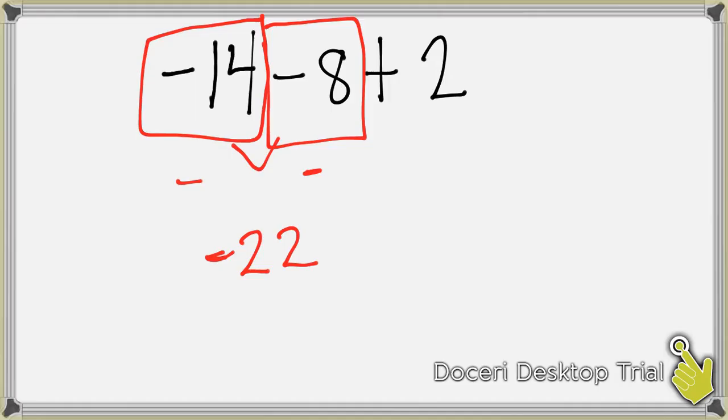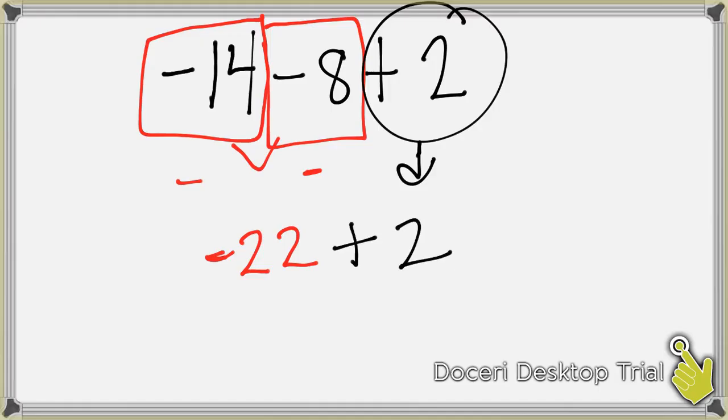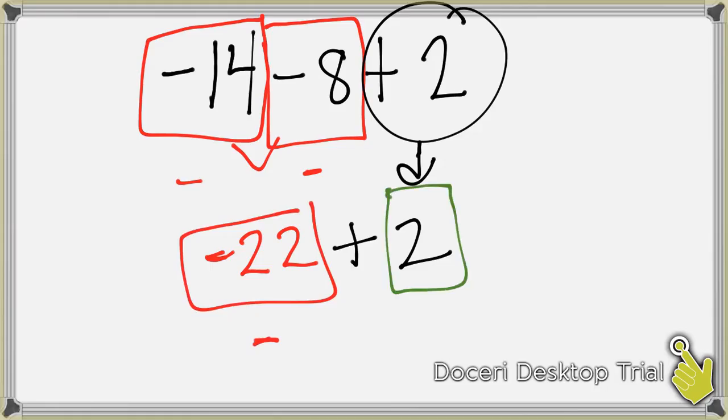Now don't forget that there's another part to the problem. It says plus 2. We're going to add that right there, plus 2. And we're going to do the same thing as before. We're going to look at the value of each number. All right, this 22 is negative because it has a negative sign in front of it. This 2, on the other hand, does not have a negative sign in front of it, so it's positive.